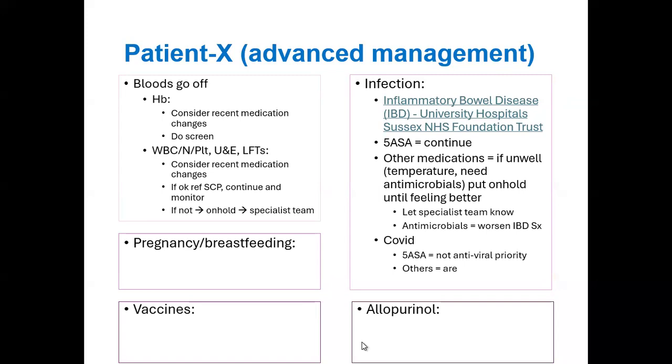If it's more about whether they get COVID treatment, just to let you know, mesalazine, you don't get antiviral priority for COVID, but all the other medications, because they're counted as immunomodulators, they would get antiviral priority. And that's as per the latest release from the government as well that came out last month.